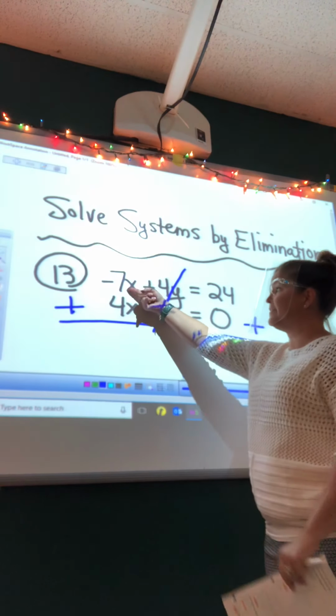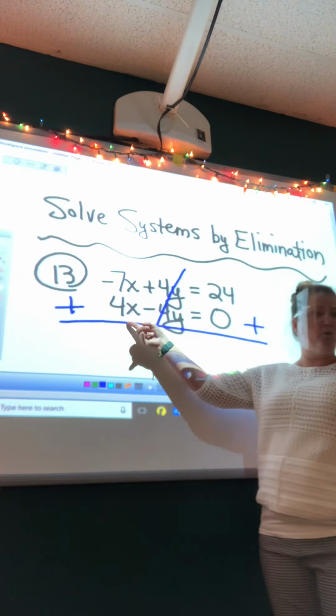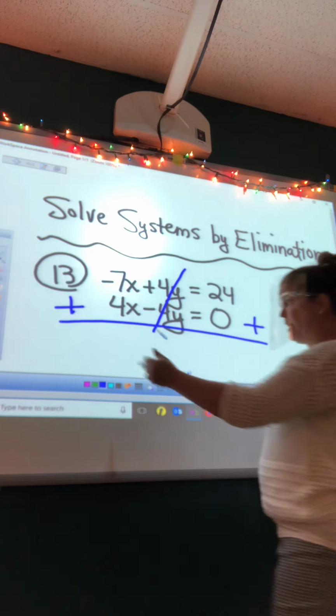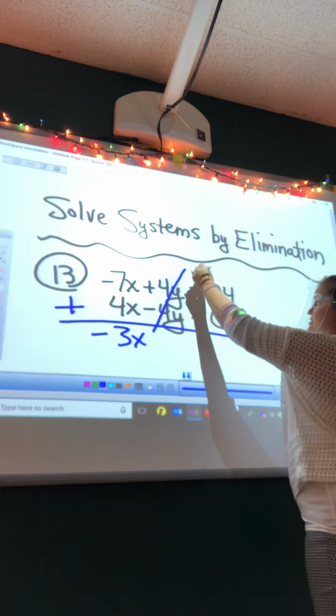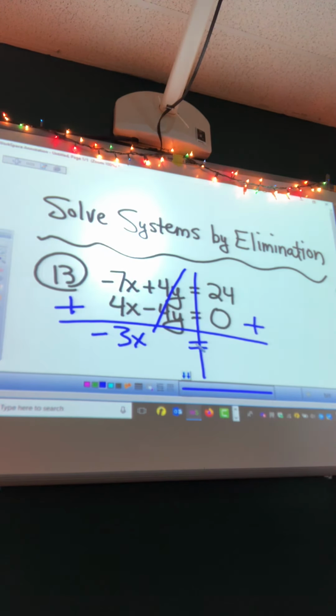If I do the math here with my x's, negative 7x, positive 4x, what do we have left when you do the math? Negative 3, is that right? I have an equals here, so that's still there. And when I do 24 plus 0, what do we have? 24.